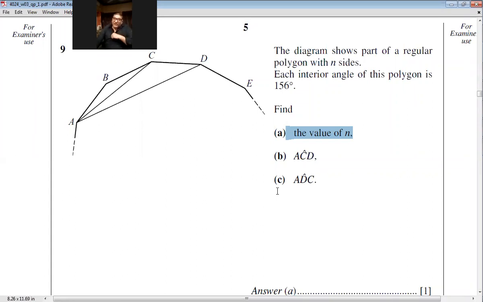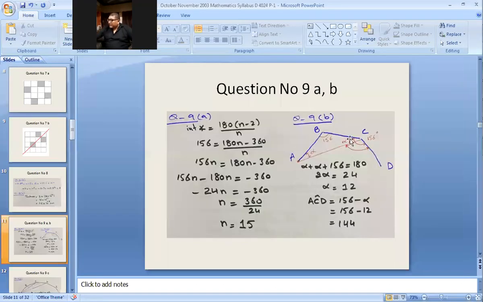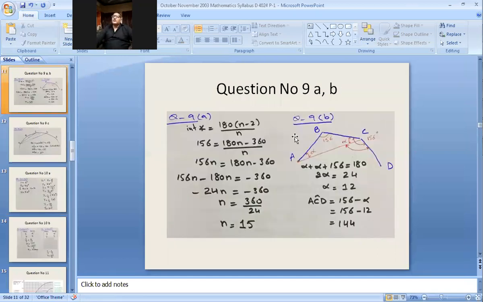Then he wants you to find out the ADC. He wants you to find out the ADC angle. Okay, I've done this on paper. Let me show you.